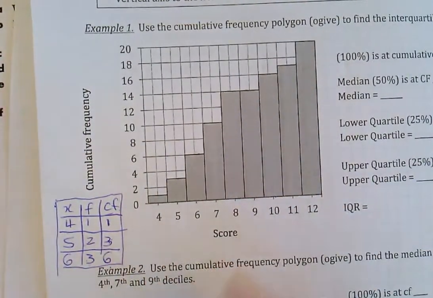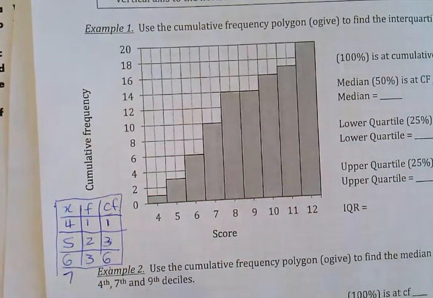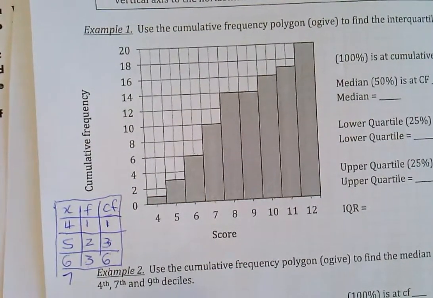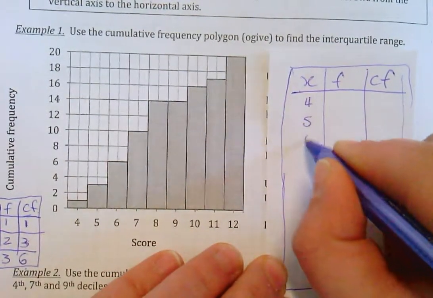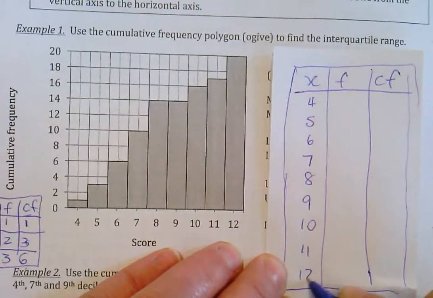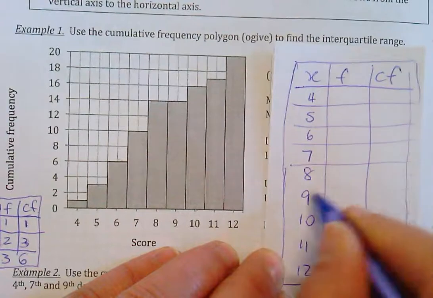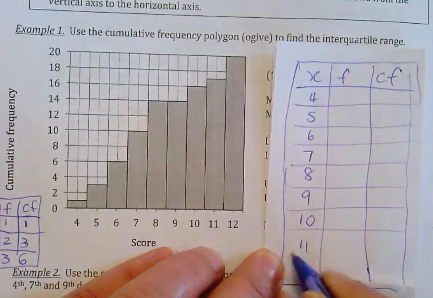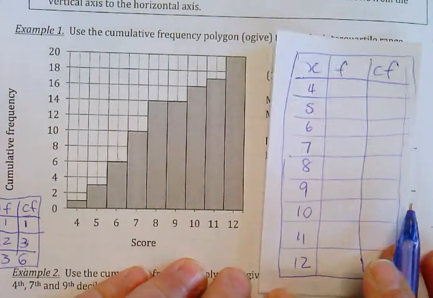So, I should make some more room. Score number 7 has a cumulative frequency of... Actually, I am going to make some room. One sec. I'm going to put all my scores, which are from 4 to 12, right? 4, 5, 6, 7, 8, 9, 10, 11, 12, right? And I'm just going to fill in my cumulative frequency column. Because it's a cumulative frequency graph, do you see? Cumulative frequency, that's all I can read.